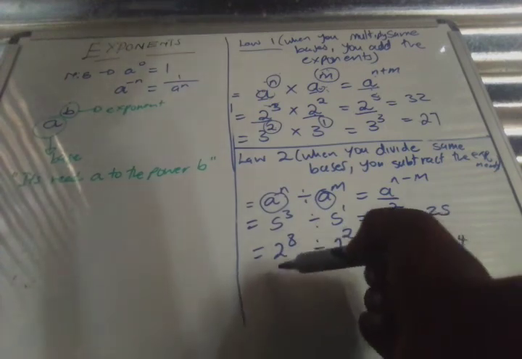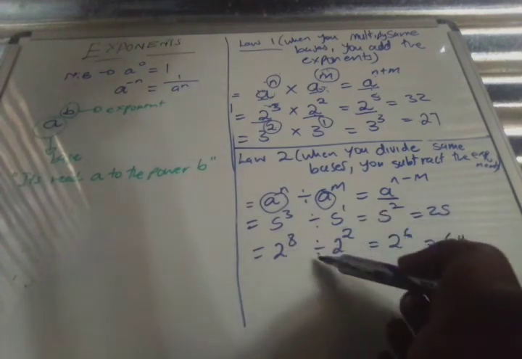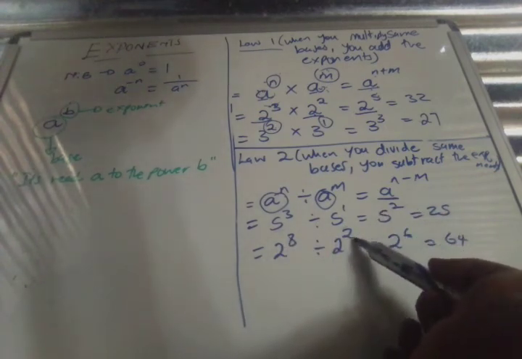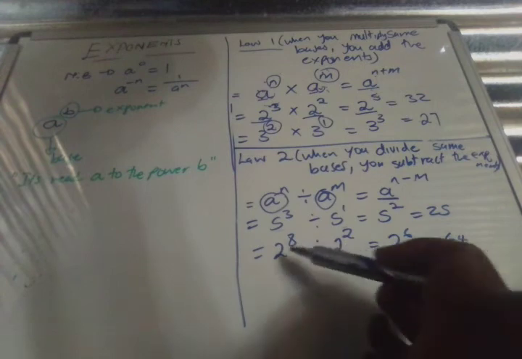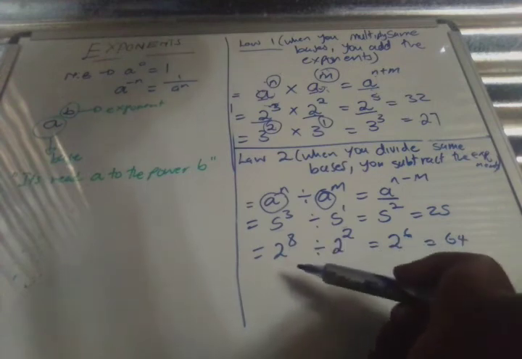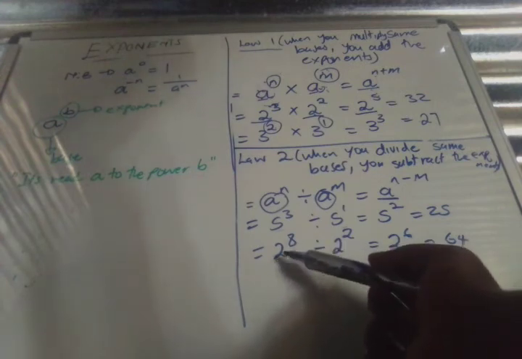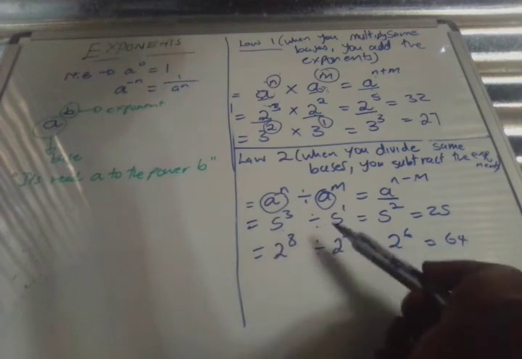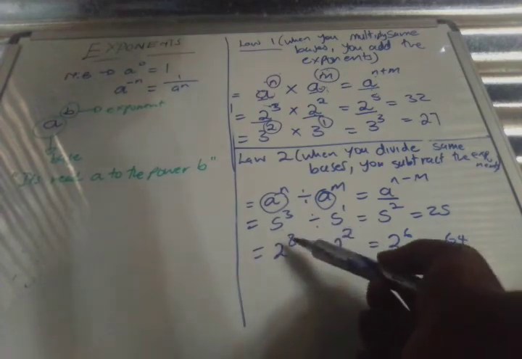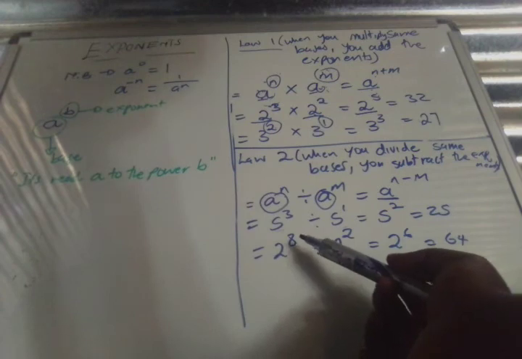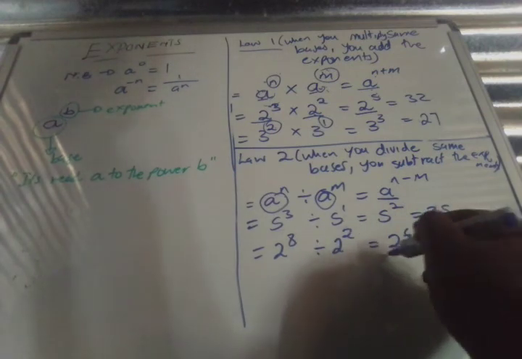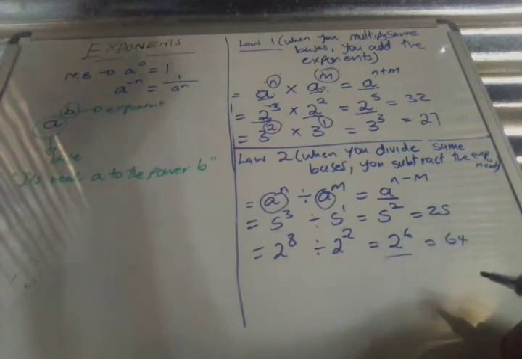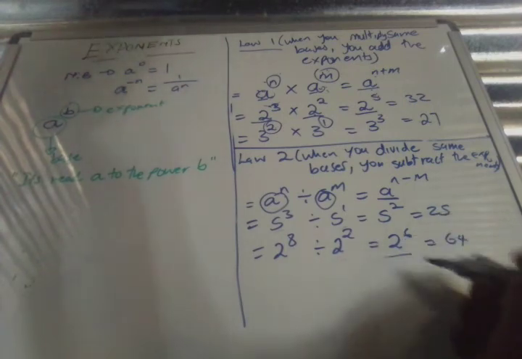Again, 2 to the power 8 divided by 2 to the power 2. We have the same base again, which is 2. When we're dividing the same bases, the law says that we must subtract the exponents. So we'll say 8 minus 2, which is 6. We'll end up with 2 to the power 6, and 2 to the power 6 is 64.